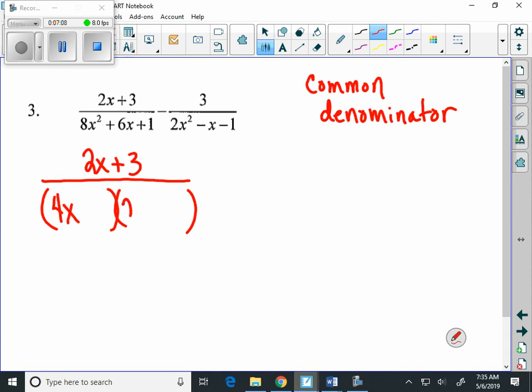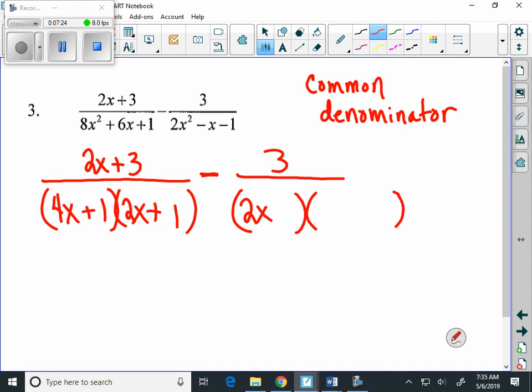4x times 2x is 8x. 1 times 1 is 1, and both of those are positive. Minus, and again, going to split the middle on the denominator. 2x, x, 1, and 1, minus 2x plus 1.